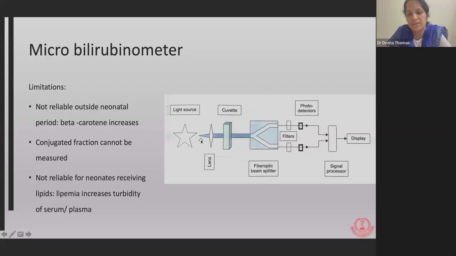So this is the principle: the light source is passed through a cuvette, which will have the serum, the microcentrifuged capillary with the serum. It passes through the serum. The lights are then filtered and detected by the processor, and it is displayed on the monitor as milligram per deciliter, and you can actually take a print and attach it to the file of the patient.